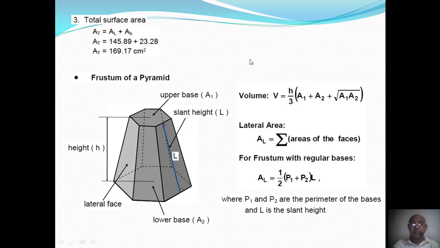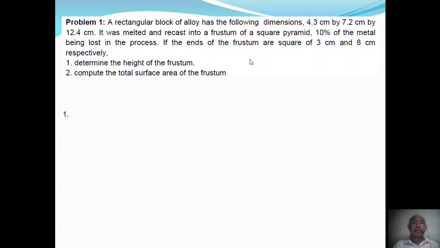Okay, so for example, we have here a rectangular block of alloy with the following dimensions: 4.3 centimeters by 7.2 centimeters by 12.4 centimeters. It was melted and recast into a frustum of a square pyramid, 10% of the metal being lost in the process. If the ends of the frustum are squares, 3 centimeters and 8 centimeters respectively, determine the height of the frustum. Then number 2, compute the total surface area of the frustum.